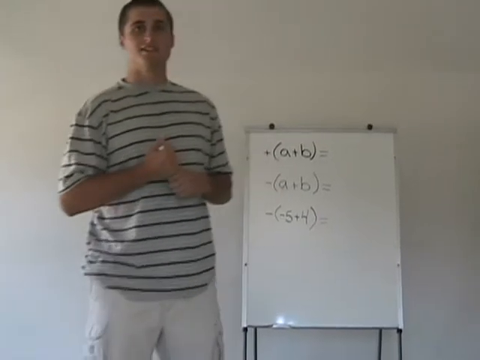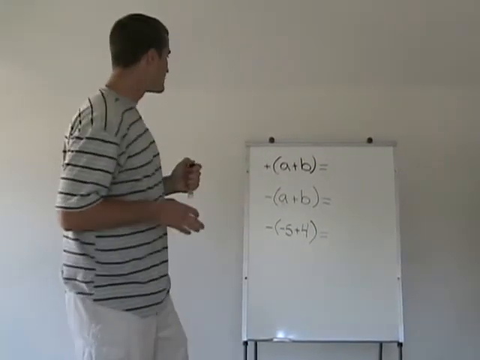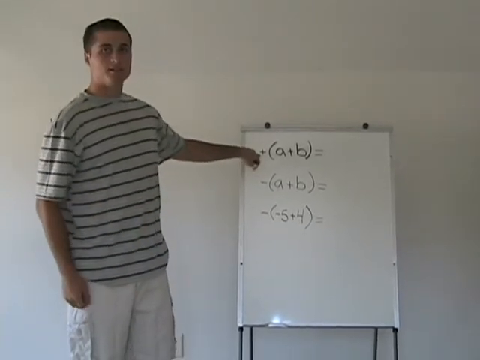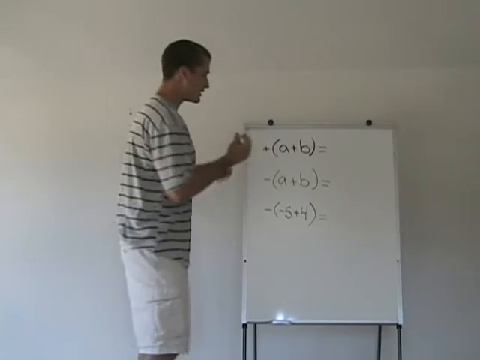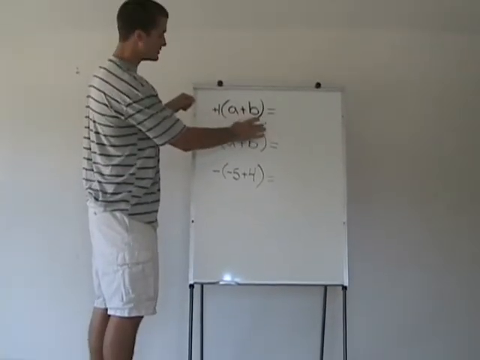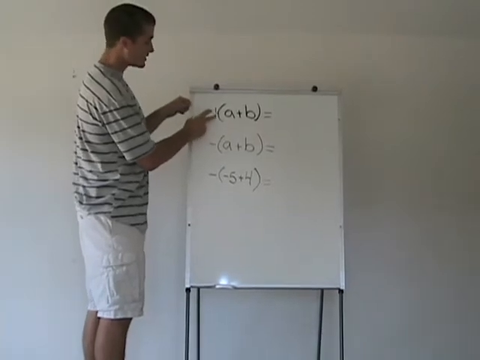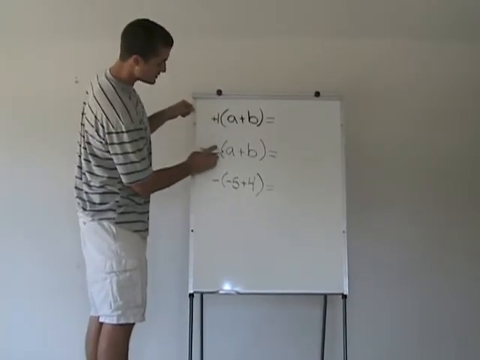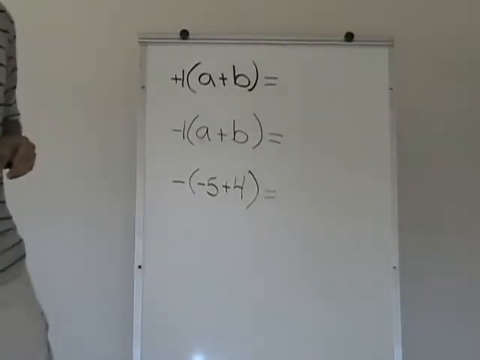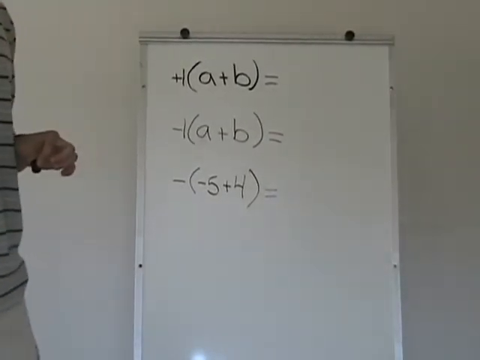Anytime you're dealing with parentheses in a problem, you have to keep in mind that the sign outside of the parentheses is the same as taking 1 times what's inside the parentheses. So if it's a plus sign outside, you're taking plus 1. But if it's a minus sign, you're taking minus 1 times everything in the parentheses. And then you have to distribute through the parentheses.